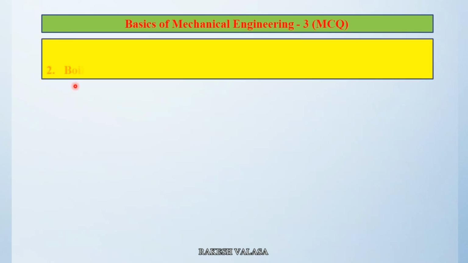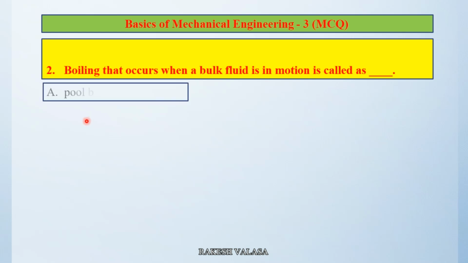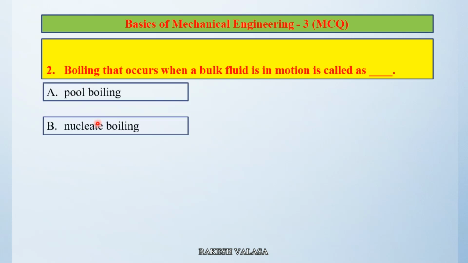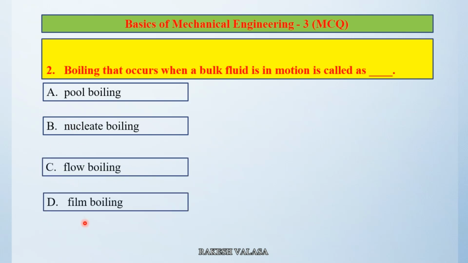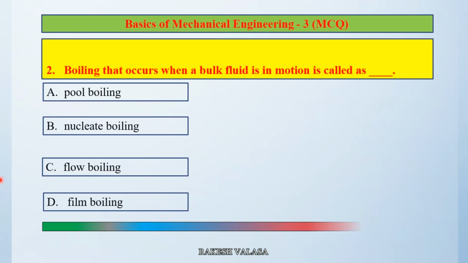Question number 2. Boiling that occurs when a bulk fluid is in motion is called as dash. Option A, pool boiling. Option B, nucleate boiling. Option C, flow boiling. Option D, film boiling. The correct answer is option C, flow boiling.